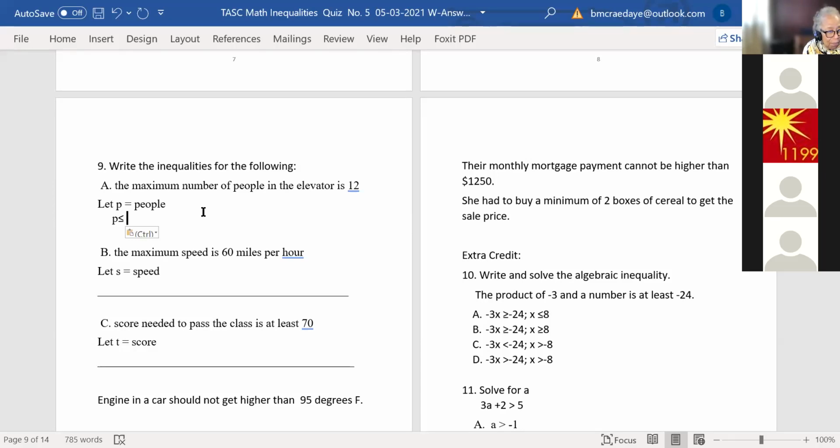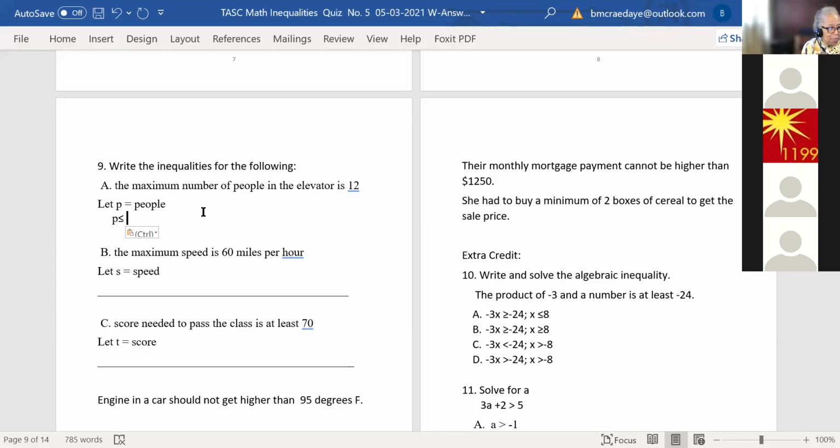Greater than or equal. So I can have more than 12 people then. Yes. But I said the maximum is 12. So it's less than. That's right. If I say the most number of people you can have in the elevator is 12, that means that's your highest number. So you'd have to use less than or equal, right? And I said P is the number of people.